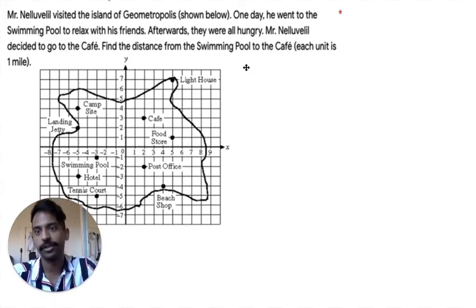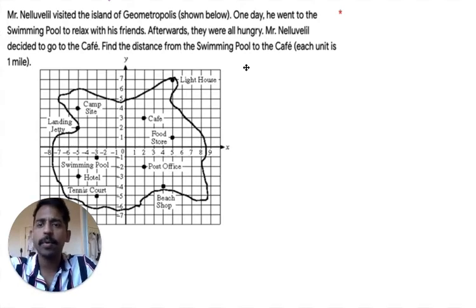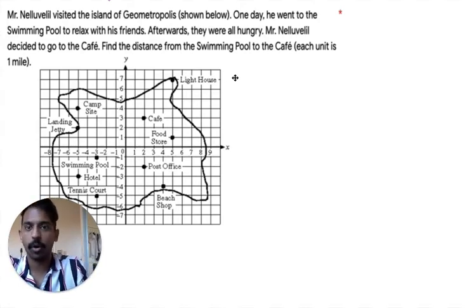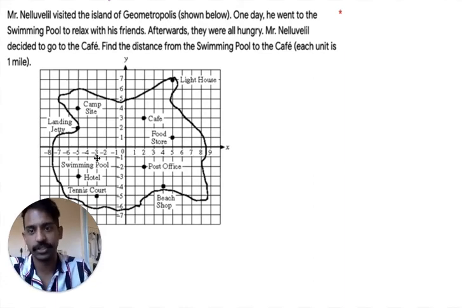Makes sense, they're hungry, they want food. Find the distance from the swimming pool to the cafe. Each unit is 1 mile. Well, if the swimming pool and the cafe were right next to each other or in a straight line, we could find their distance really easily. We could just count on the grid.